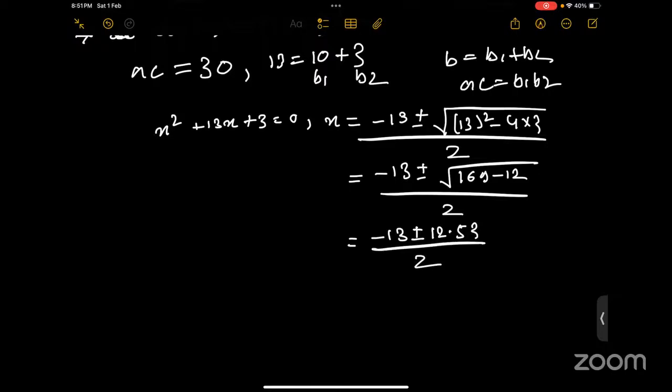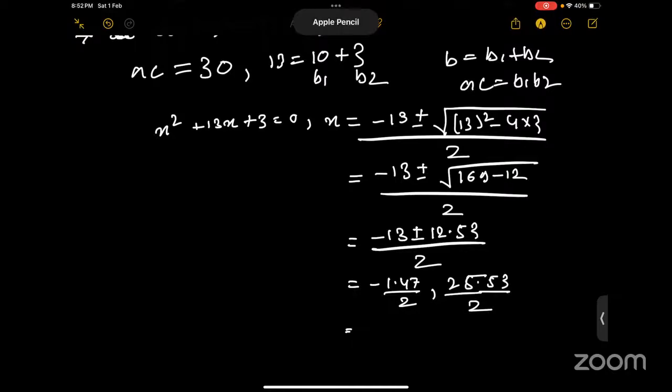Okay. So with 12.53 in the minus case, minus 13 minus 12.53 will be about minus 25.53, and we will get two different roots. The plus root will be minus 0.47, right, by 2. And for the negative, minus 25.53 by 2. Okay, so these are the positive and negative roots. So we can see that these roots are not that simple.